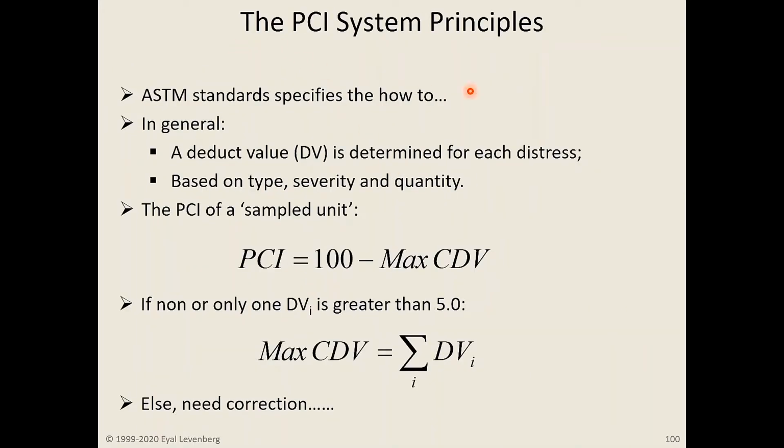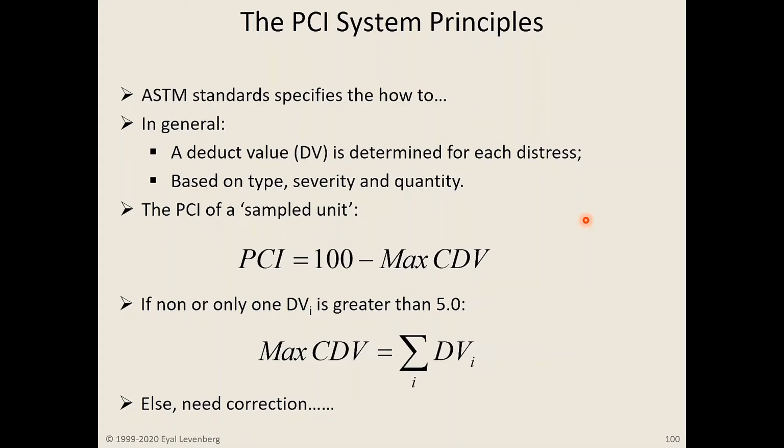Now, the PCI system principles are summarized in the ASTM standards. And I will just talk about the general procedure. This is not for engineers, but engineers use this information afterwards to make decisions. So the actual procedure of the PCI system is based on the following idea. First, the network is divided into branches and sections and units, and these units are surveyed. In general terms, each unit is associated with a deduct value.